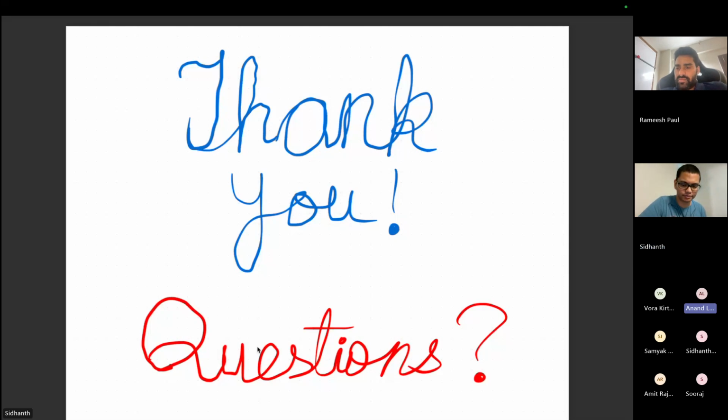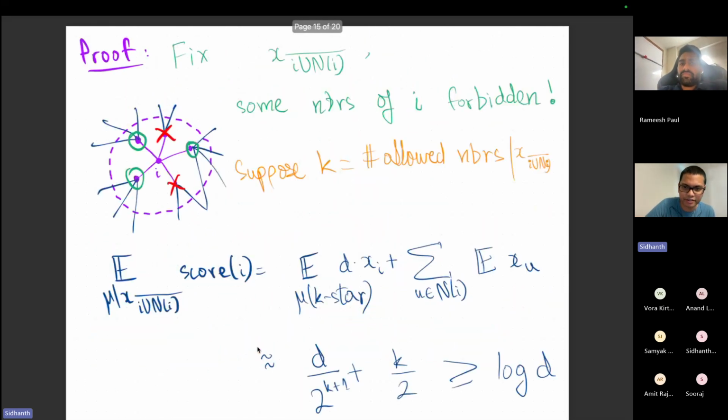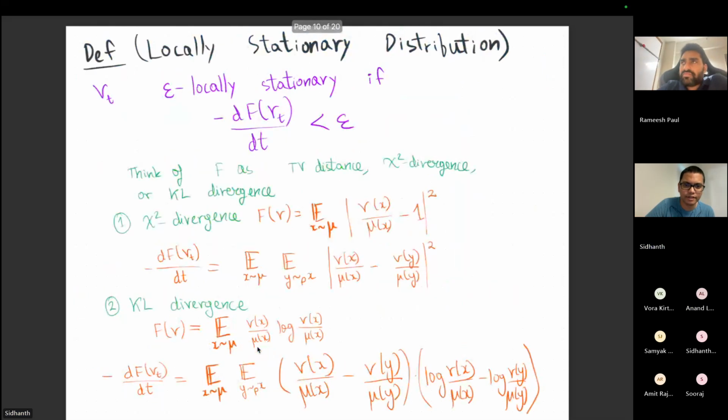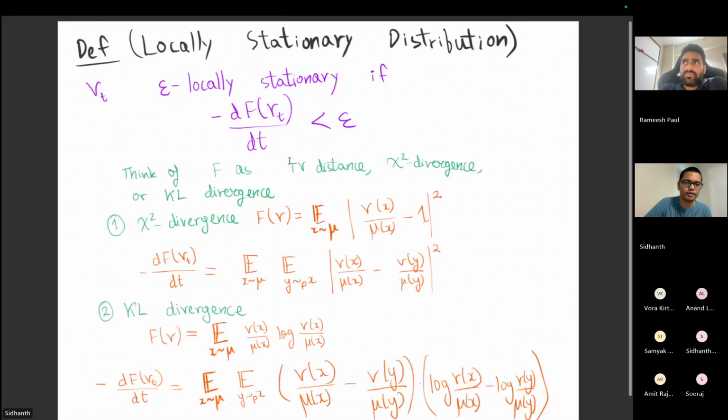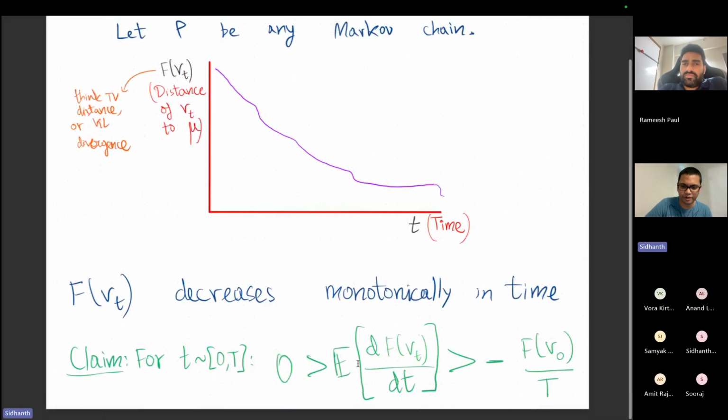No, I was asking more generally. Is there a bound on how many steps it would take to reach this locally stationary point? Okay, right, I think I can say something concrete about that. Let's go back here. Here we said that if you run it for capital T time, then this derivative quantity is bounded in magnitude by the initial divergence divided by capital T.